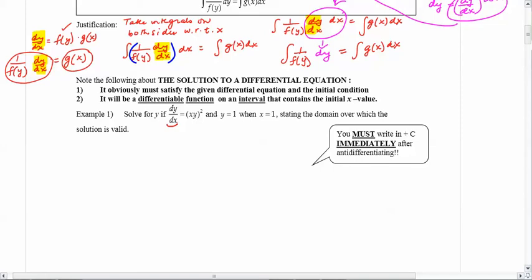So let's do example 1. dy/dx is equal to the square of xy, and my goodness, that's the same as x squared y squared.